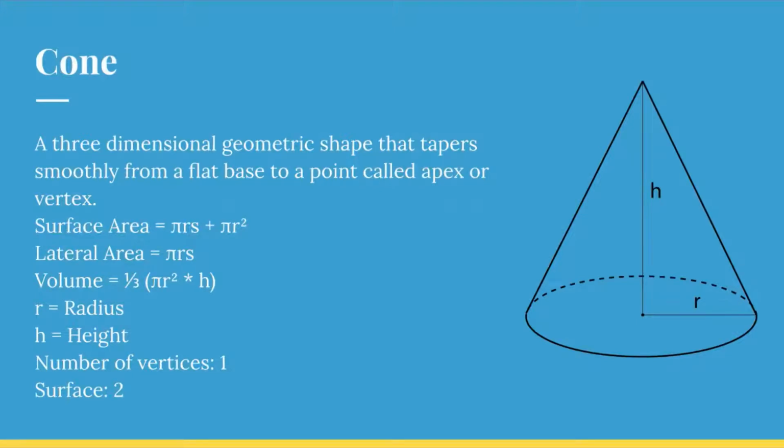And now we're going to talk about the cone. A cone is a three-dimensional geometric shape that tapers smoothly from a flat base to a point called the apex or vertex. The surface area of a cone is pi r s plus pi r squared. The lateral area is pi r s. The volume is 1/3 times pi r squared times the height. The r stands for the radius, the h stands for the height, and a cone has one vertex and 2 surfaces.